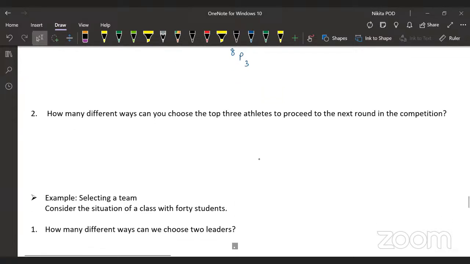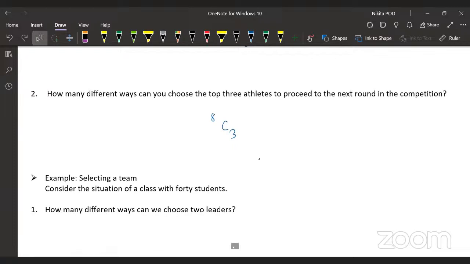8C3, ma'am. Second question, I think. Yeah, because you have to just select the top 3. So that is just 8C3. Right? How many different ways can you choose the top 3 athletes to proceed?